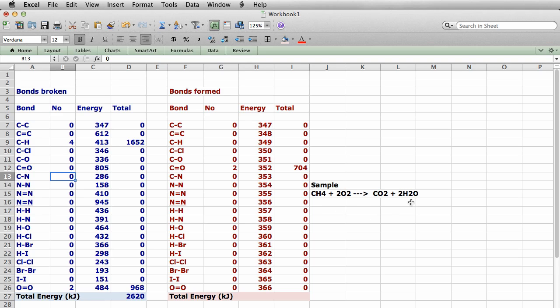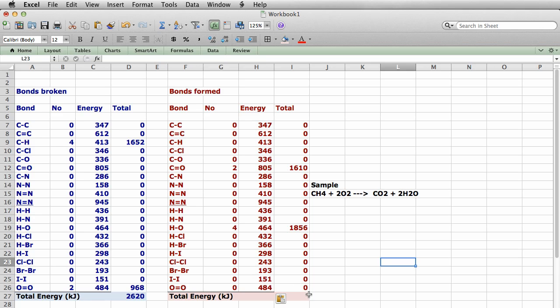Now again, we have 4 hydrogen-oxygen bonds being produced from this, so I need to find the hydrogen-oxygen bonds and put a value of 4 here. And we can see now what our total output is going to be on the other side.